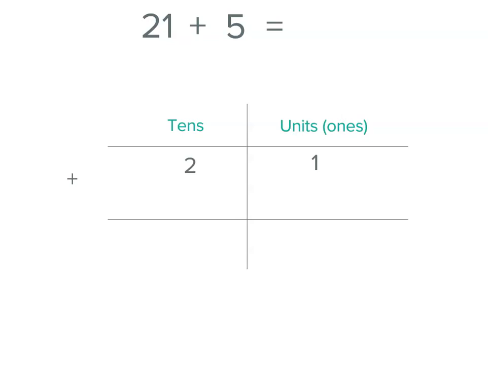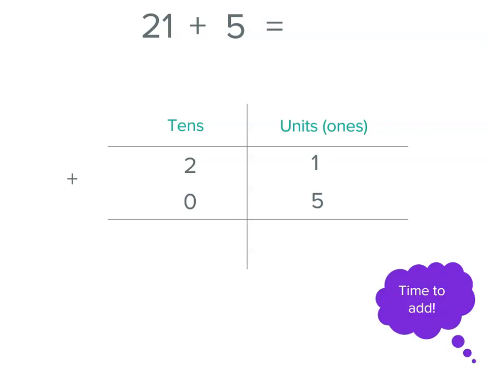Then don't forget we're adding 5, so we need our addition sign, and we've got 5 units. So we put a 5 there. Now there are no tens, but you could put a 0 in the tens place if you want to, so that you remember that there are no tens. And then what we're going to do is we need to add them together.